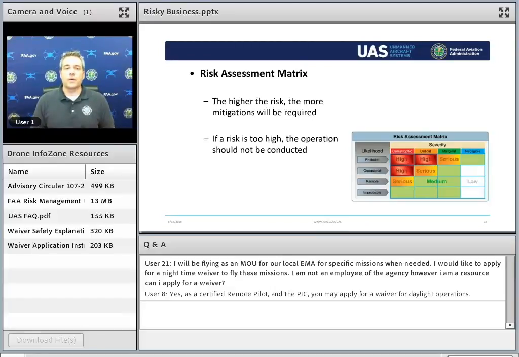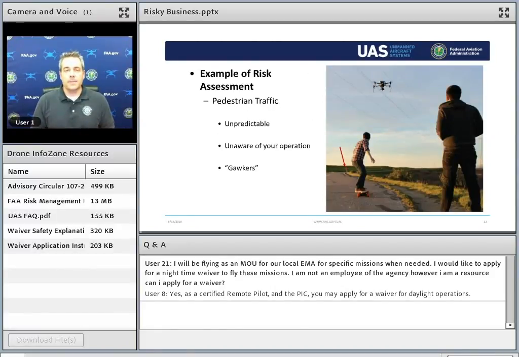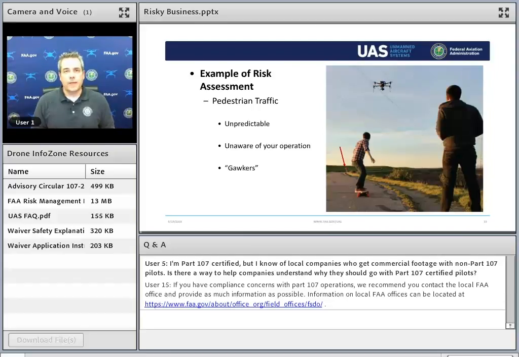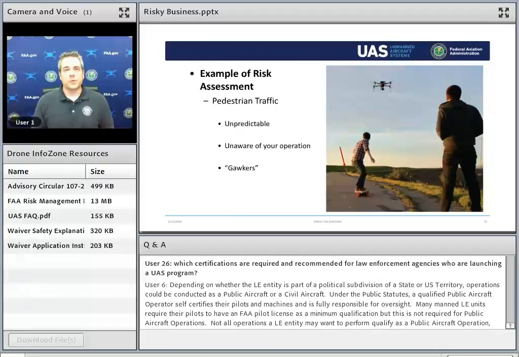So again, the higher the risk, the more mitigations will be required. As you move from that risk assessment matrix, bottom right-hand corner to the top left-hand corner, the more assessment you're going to need to do, the more mitigations you're going to need to apply to your, let's say, waiver application or operation, because the more complex it's becoming. As always, any pilot, manned or unmanned, we should understand that if the risk is too high, we don't fly. So if it's too high of a risk, we can't mitigate it down, then we don't fly that particular mission, and we need to be able to make those decisions as the remote pilot in command of an aircraft.